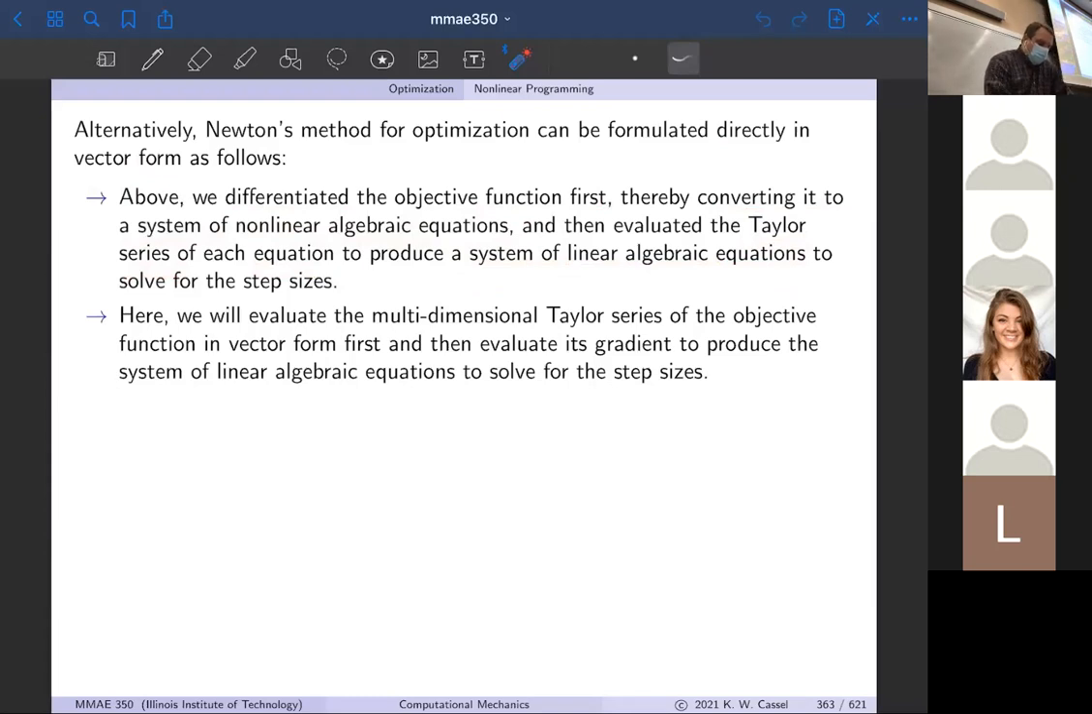Instead, we're going to just flip the order. So instead, we're going to first take the Taylor series. Now it's going to be a multi-dimensional Taylor series. It'll be in vector form. So we first take the Taylor series of the objective function, and then we evaluate the gradient. And of course, the gradient is all the first derivatives. And that will produce the same linear algebraic equation system that we then solve for the step size. So we're just reversing the order of the differentiation through the gradient and the Taylor series.